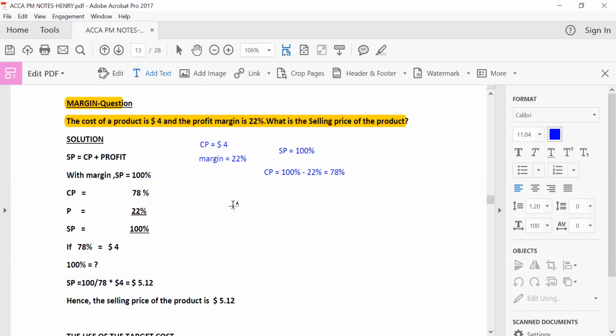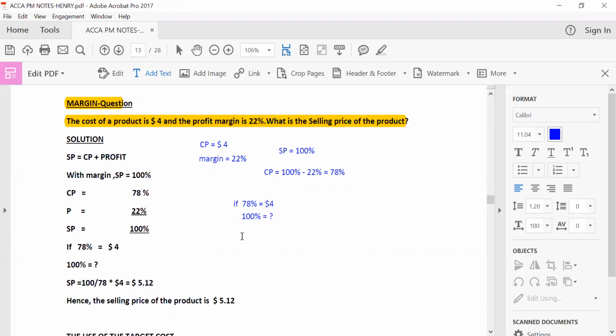So I can estimate the selling price here. The examiner said calculate the selling price. So I can indicate by just saying that if my cost price is $4, so I say that if 78% is equal to $4, right? Then the selling price, which is 100%, will give me what value? This is basic business mathematics.